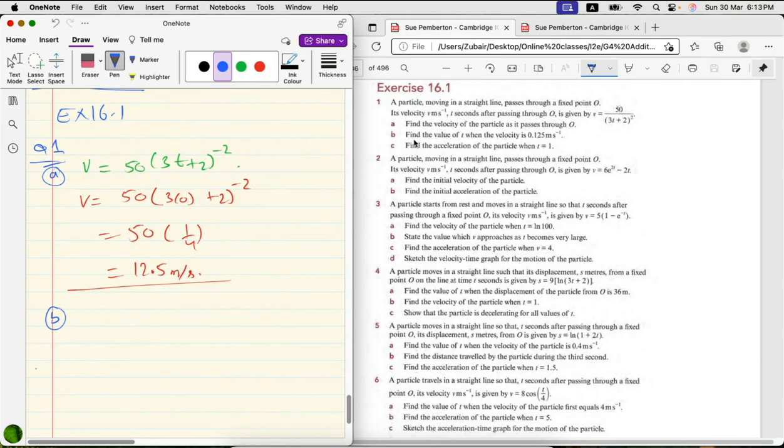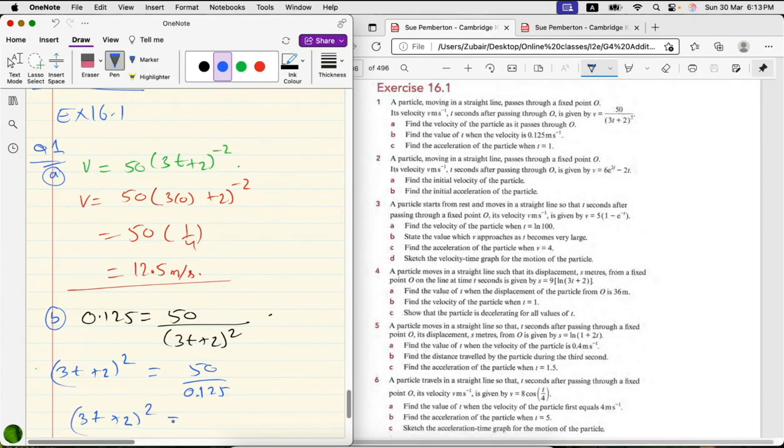B part. Find the value of t when the velocity is 0.125. Now velocity is given, so let's just use the other side, that would be easier. So (3t plus 2) raised to power 2, I'm cross multiplying. (3t plus 2) raised to power 2 is equal to 50 over 0.125. 50 divided by 0.125 is 400. So (3t plus 2) whole square is equal to 400.